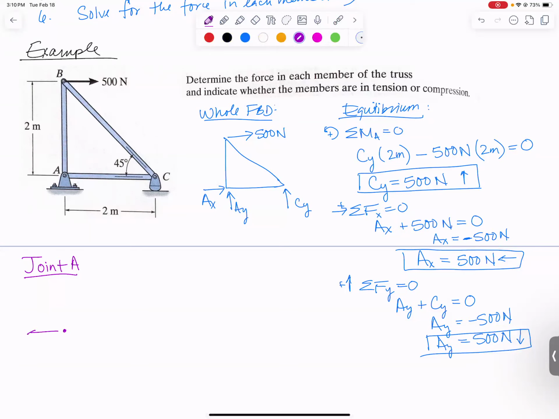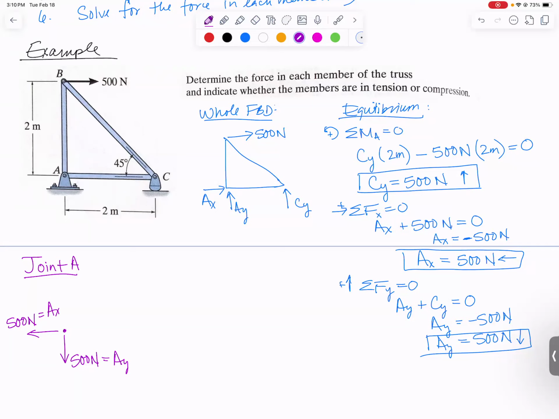So AX is 500 newtons to the left and AY is 500 newtons downward. And I do find it helpful to draw these in the direction they act if I know what direction they act in, especially for my external forces.